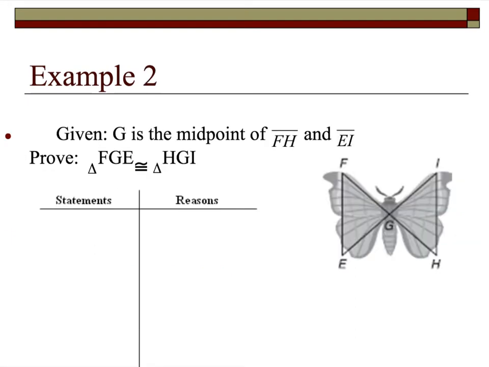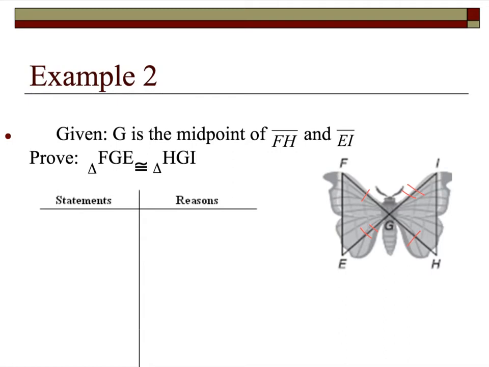Okay, so let's try a proof here. Look at that, a real-life proof, because it's a butterfly. We can prove its wings that are kind of almost triangles, but not really, are congruent by drawing letters on it. How exciting. All right, so G is the midpoint of FH and EI, and I want to prove those two triangles congruent. Well, if G is the midpoint of FH and EI, what do we know? Well, I would know that these two are congruent, and I would know that these two right here are congruent as well, those two segments.